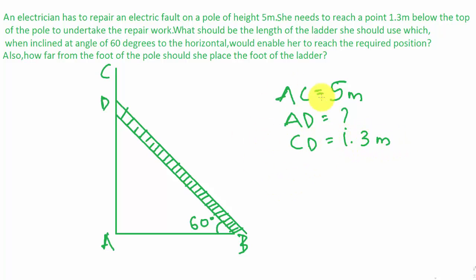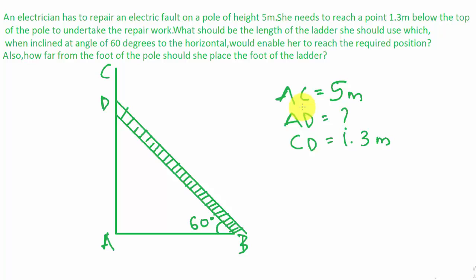Can you understand what I'm telling? I mean, look, the height of the pole is 5 meters. That is AC. AC is 5 meters. Now she needs to reach a point 1.3 below the top of the pole to undertake the repair work. That is over here, 1.3 meters down.